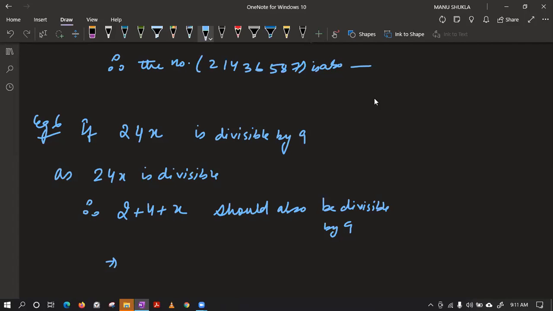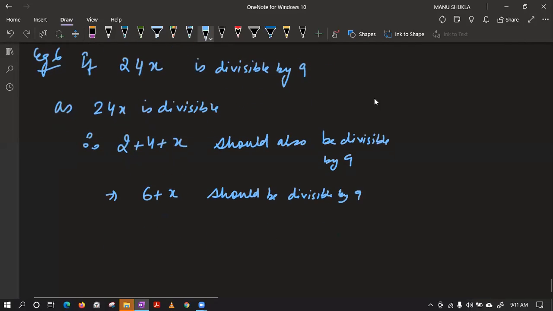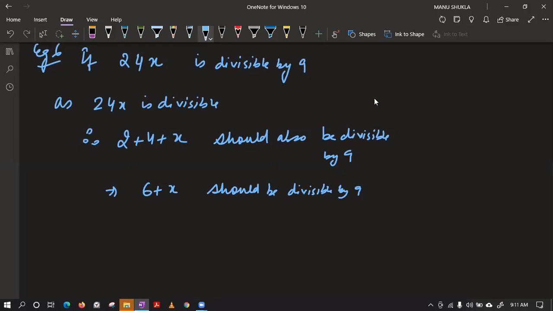So what will we get? 2 plus 4 is 6 plus x should be divisible by 9. So class, we can see to make it divisible by 9, we have to give the value of x minimum how much? 3. Very good everyone. If you take 1, it will not work for you. So you will go for 3 only. Therefore, x is equal to 3. Simple, because 6 plus 3 is 9 and 9 is divisible by 9 only.